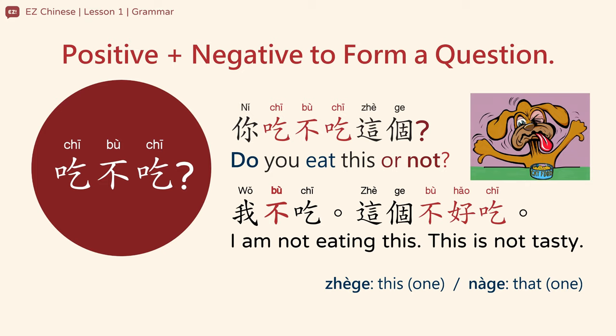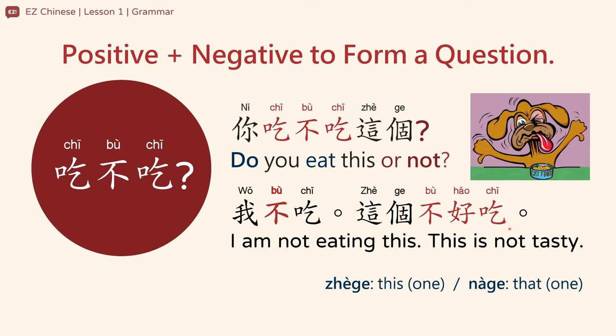吃不吃? 你吃不吃这个? Do you eat this or not? 我不吃，这个不好吃。I am not eating this. This is not tasty. 这个, this one. 那个, that one. 你吃不吃? Do you eat or not? 我不吃, I am not eating this. 这个不好吃, this is not tasty.